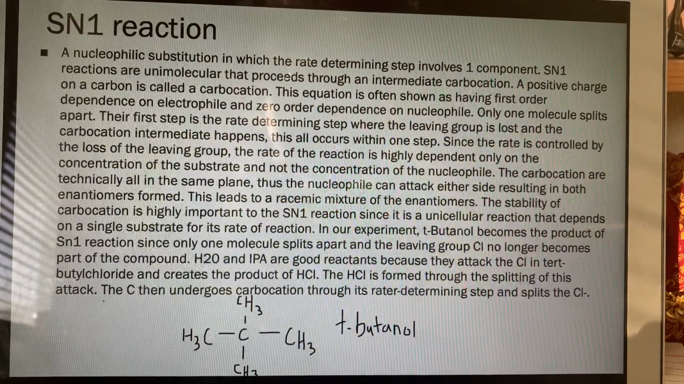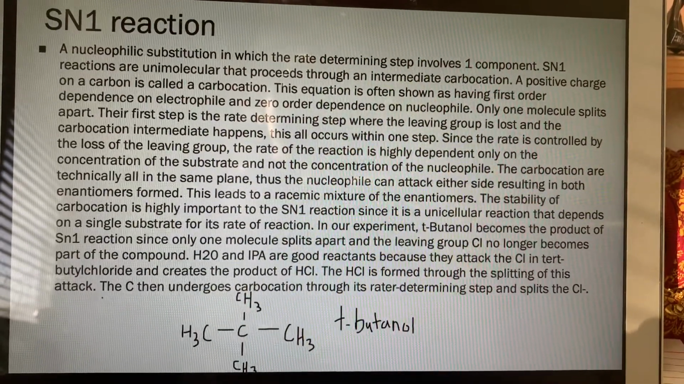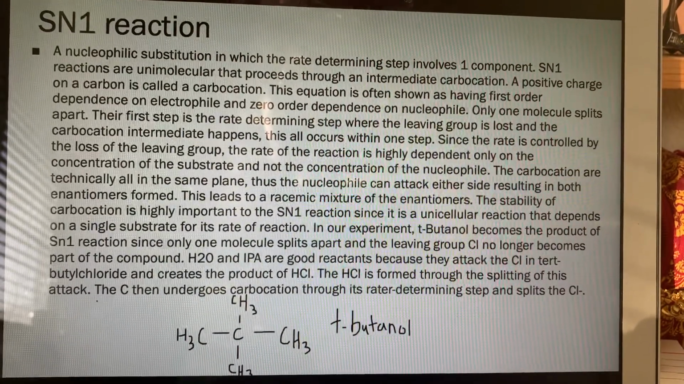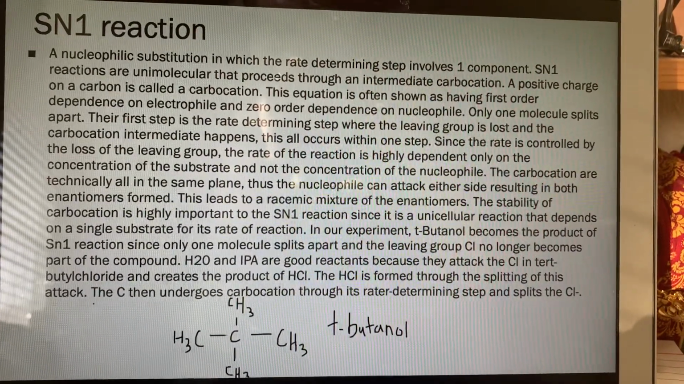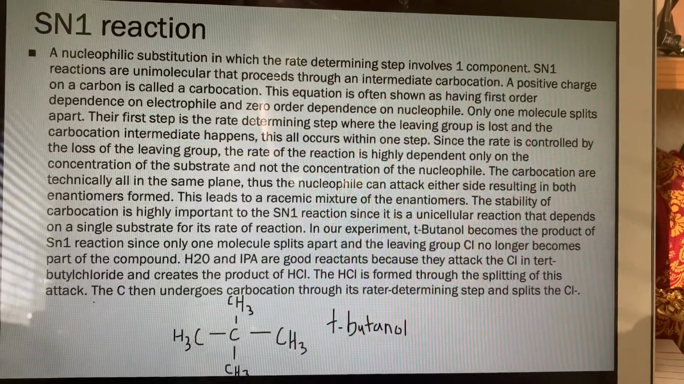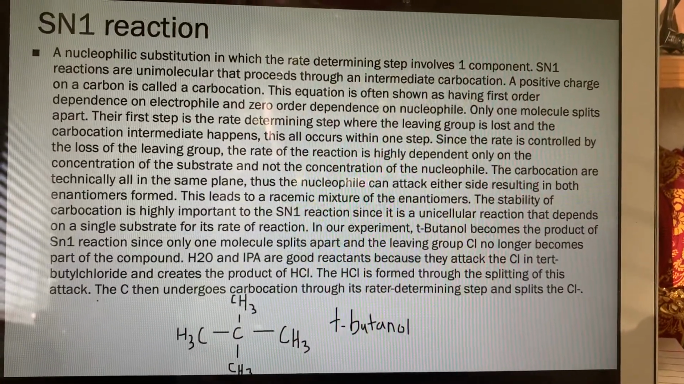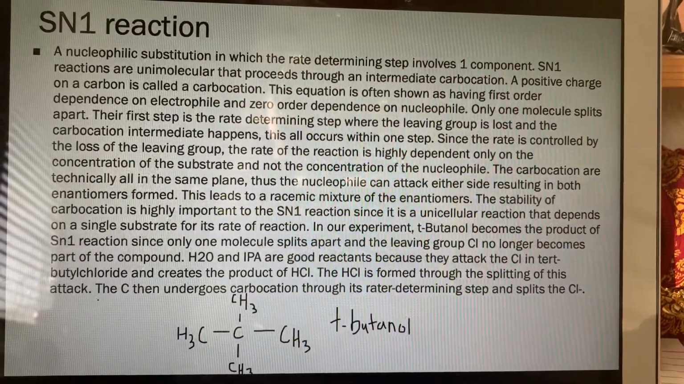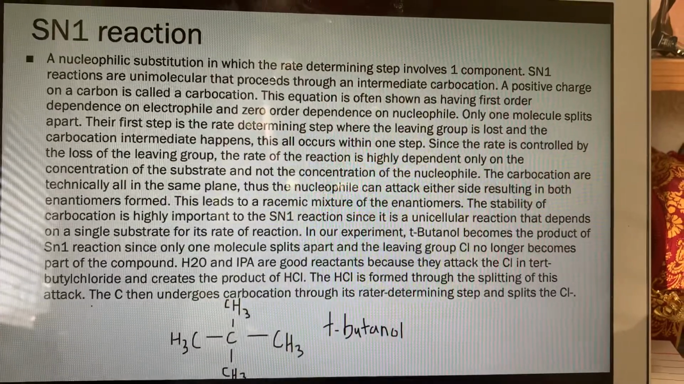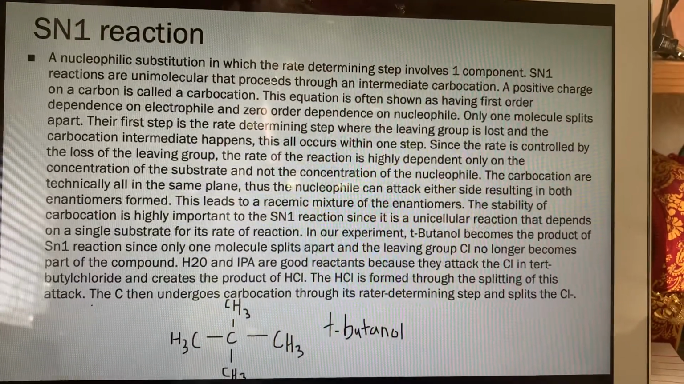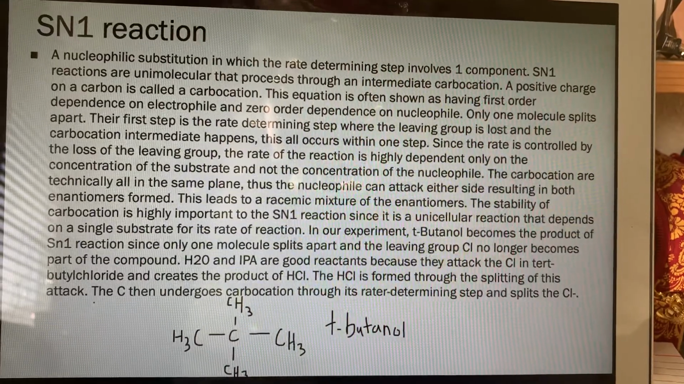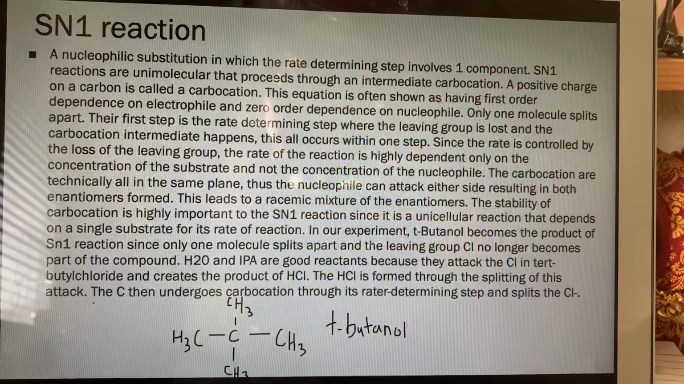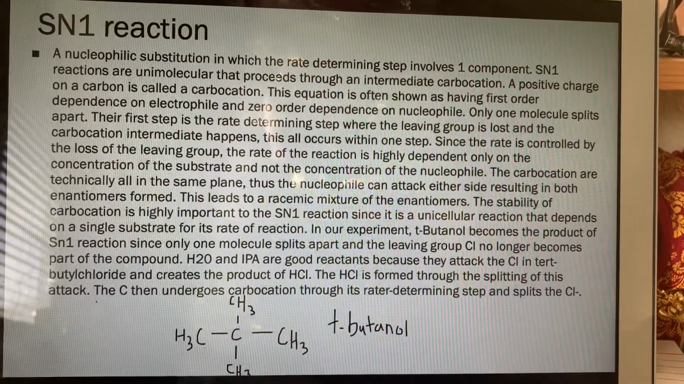The first step is the rate-determining step, where the leaving group is lost and the carbocation intermediate forms. This all occurs within one step. Since the rate is controlled by the loss of the leaving group, the rate of the reaction is highly dependent only on the concentration of the substrate and not the concentration of the nucleophile. The carbocation is planar, all in the same plane. Thus, the nucleophile can attack either side, resulting in both enantiomers formed. This leads to a racemic mixture of the enantiomers.